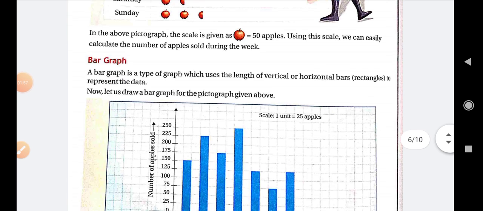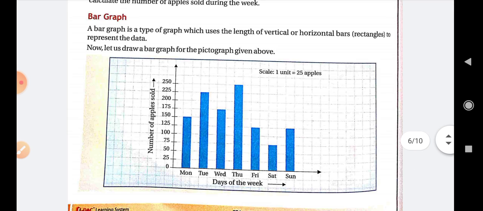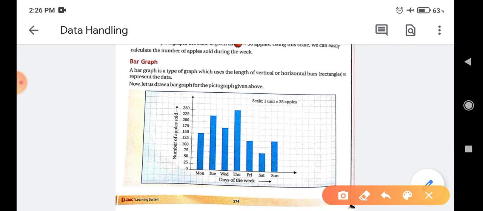Next is bar graph. A bar graph is also a type of graph that uses the length of vertical or horizontal bars to represent the data. In it, we form some bars, vertical or horizontal. They can also be called rectangles because they are in rectangular shape. This bar graph is for the above pictograph, that is for sales of apples. On Monday 150 apples were sold, so we have drawn a bar up to 150.